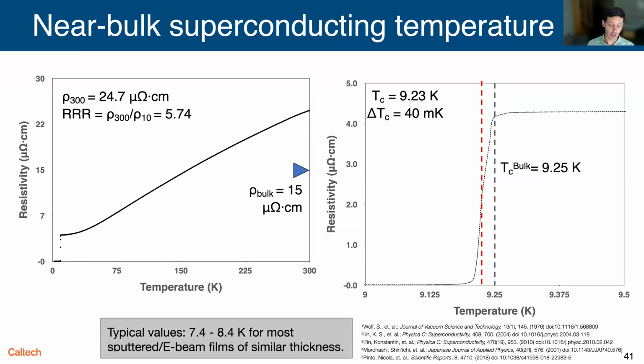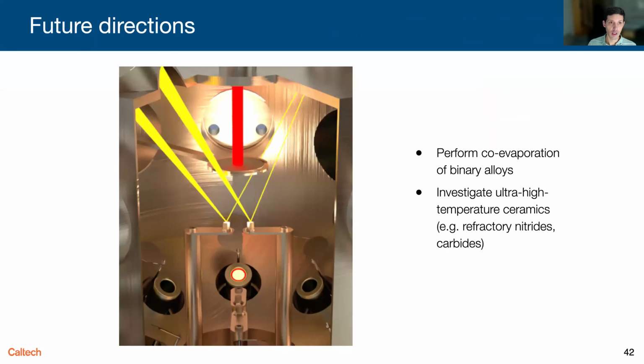Just for reference, we've sputtered films, as I showed before, and for those films, we get maybe 7 to 8 Kelvin of the TC value for films of a similar thickness. Okay, so that's showing the approach and ability of the system at this moment.